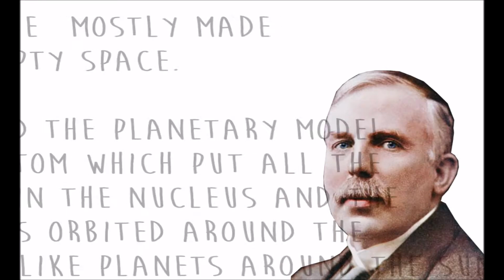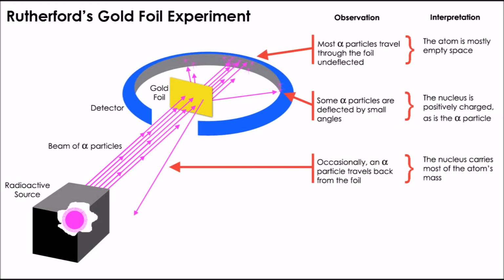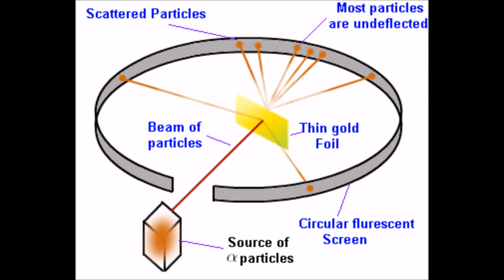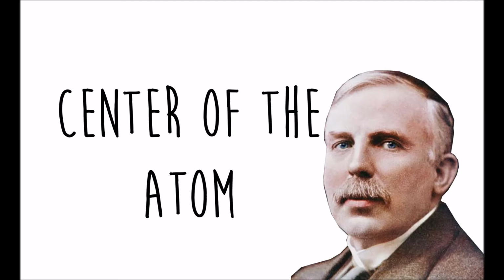Later on, here comes Ernest Rutherford. He believed that atoms are mostly made up of empty spaces. He developed the planetary model of the atom, which put all the protons in the nucleus and the electrons orbited around the nucleus like planets around the sun. Rutherford conducted a gold foil experiment. He concluded that an atom had a small, dense, positively charged center that repelled his positively charged bullets. He called the center of the atom the nucleus. The nucleus is tiny compared to the atom as a whole.